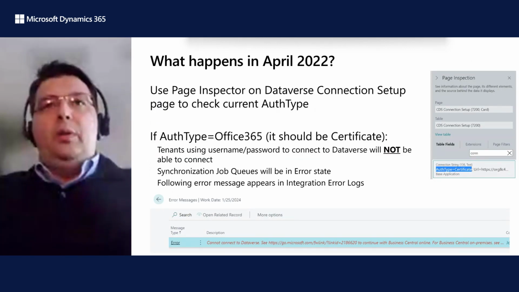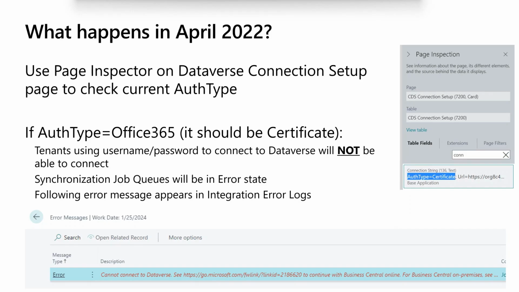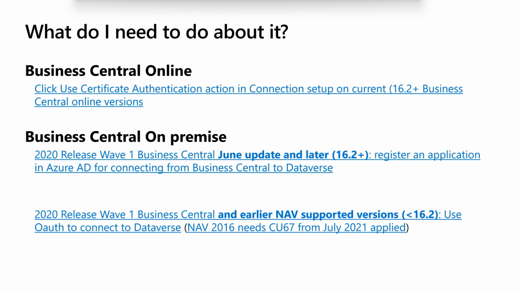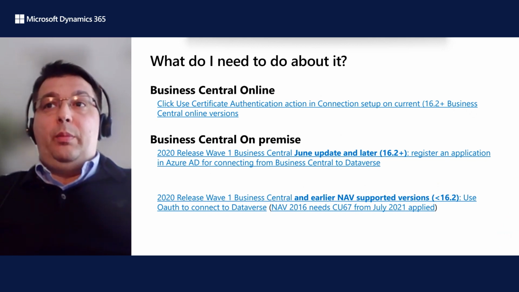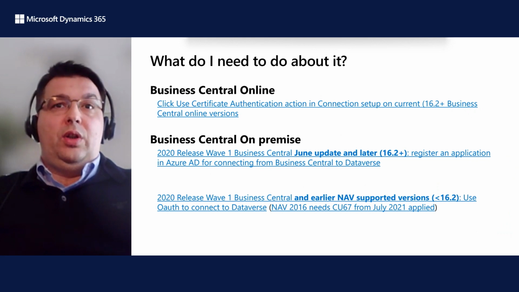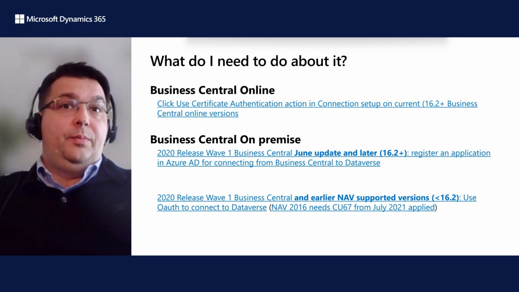So what happens in April? If you are still using the legacy Office 365 username and password way of connecting to Dataverse, your Business Central environment set to synchronize data will stop doing that. You'll find synchronization job queue entries in error state with the following error message. We also provide you with a link to documentation and what to do when this happens in the error message. If you're running Business Central online, all you need to do is go to Dataverse connection setup and click the use certificate authentication action, sign in with your administrator credentials, and that's it.